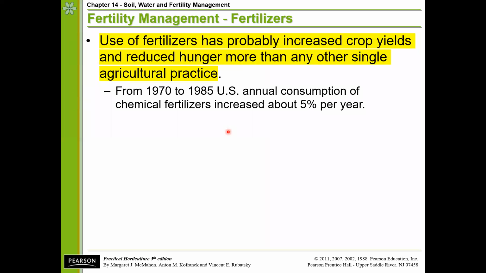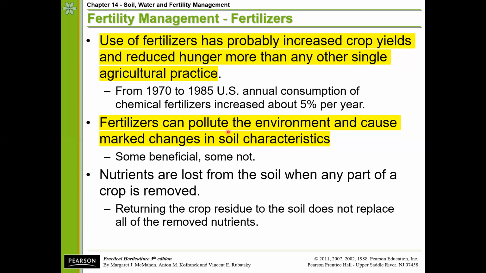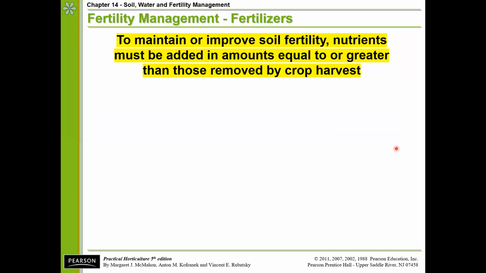Real quick here on kind of fertilizers. It is important to note that the use of synthetic fertilizers has increased crop yields and affected world hunger probably more than any other agricultural practice. However, fertilizers can cause some issues too. And most of those issues are associated with the runoff of fertilizers, or the addition of too much fertilizer. So the second highest pollutant of waterways is nitrogen. And that's usually through over fertilization, because nitrogen is very mobile and easily runs off.